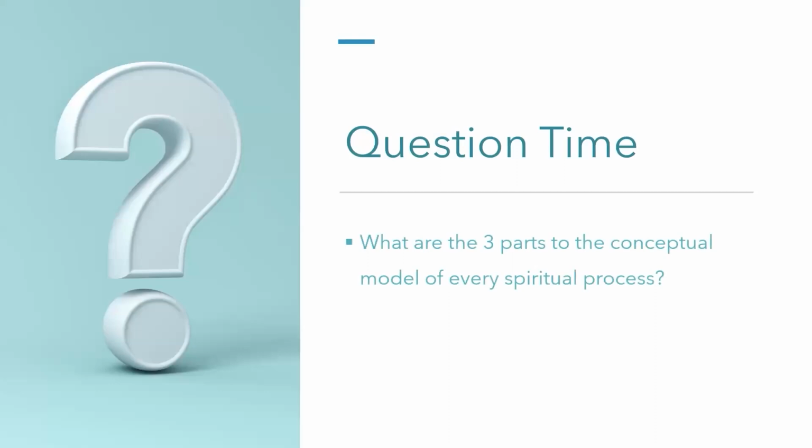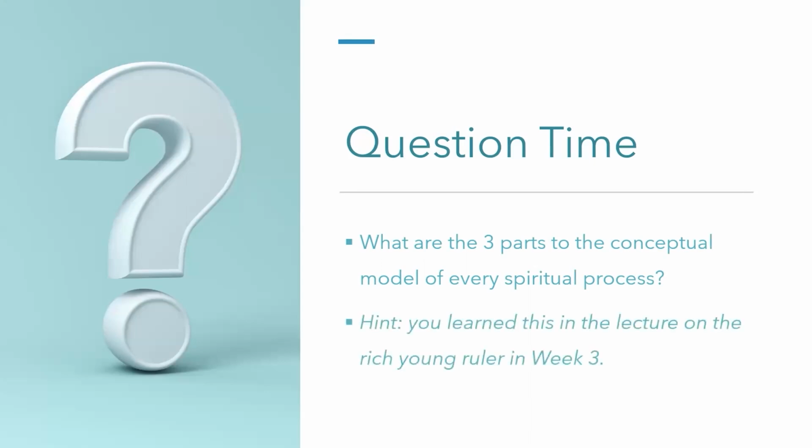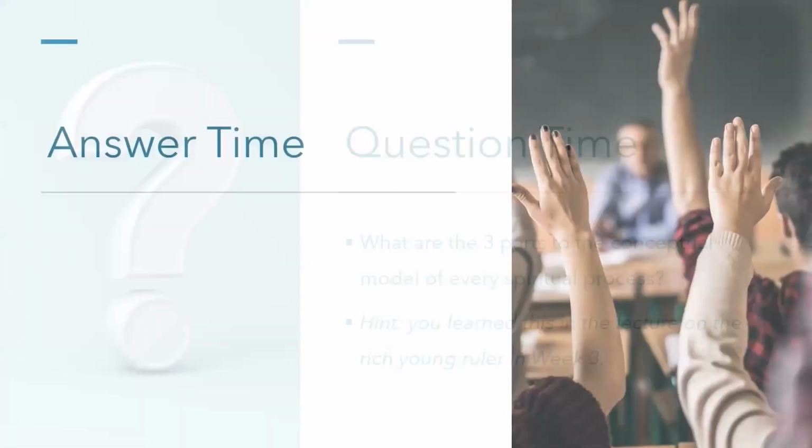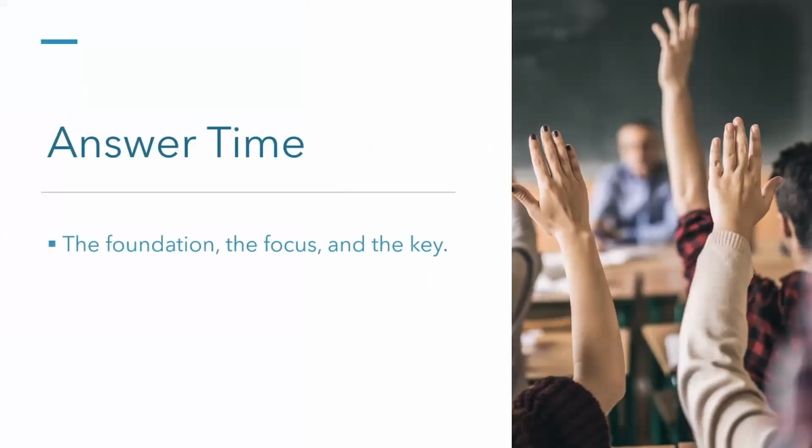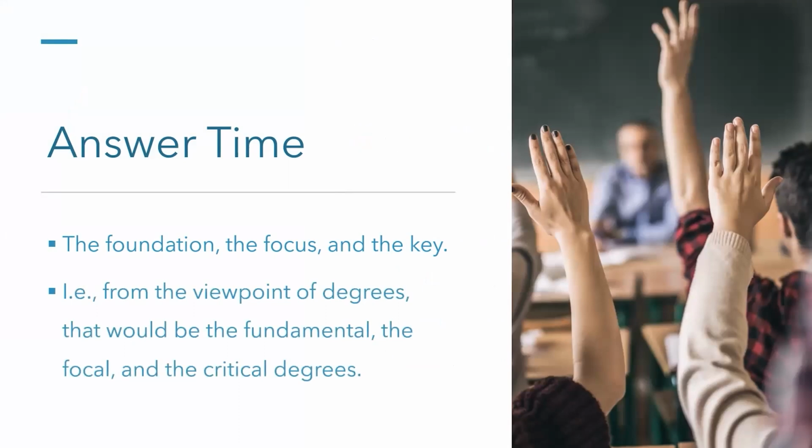Here's the question. What are the 3 parts to the conceptual model of every spiritual process? Here's a hint. You learned this in the lecture on the rich young ruler in week 3. The answer: the foundation, the focus, and the key. I.e., from the viewpoint of degrees, that would be the fundamental, the focal, and the critical degrees.